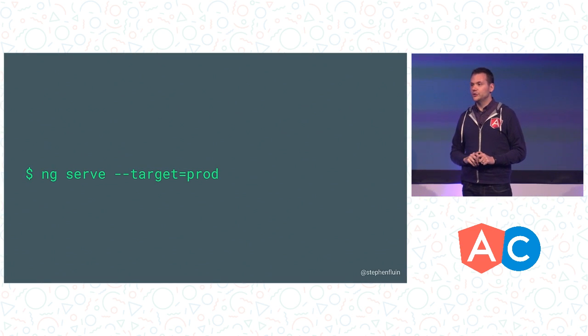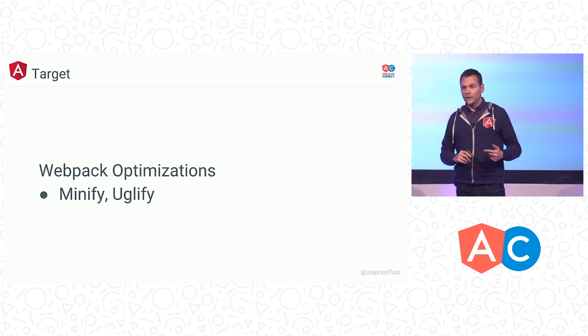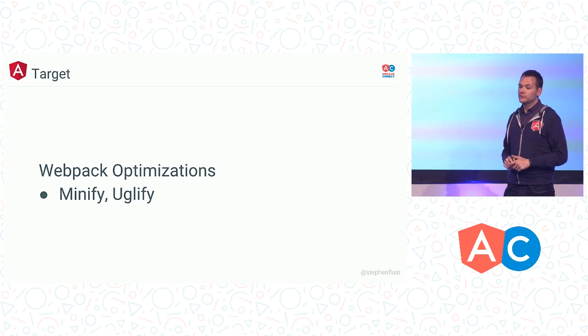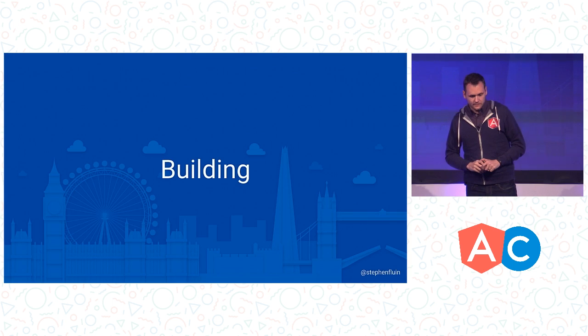And the other half of that is you can specify a target. This says, how do we want to be building this application? Whenever you specify target production, we're going to apply additional Webpack optimizations. So you get the minification, you get the uglification that's going to take out all of your comments, and it's going to give you a really small, performant bundle.